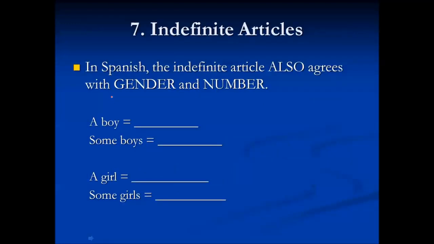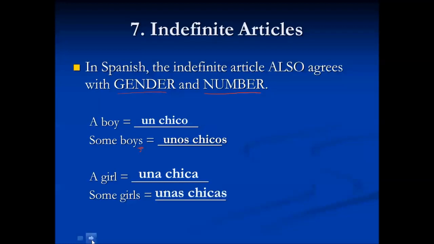Let's look at some examples here. So indefinite articles also, just like the definite ones, agree in gender and number. So we have a boy. So we're going to be saying un chico. Now if we have some boys, being plural, we're going to say unos chicos. If you have a girl, you're going to say una chica. And some girls, unas chicas.